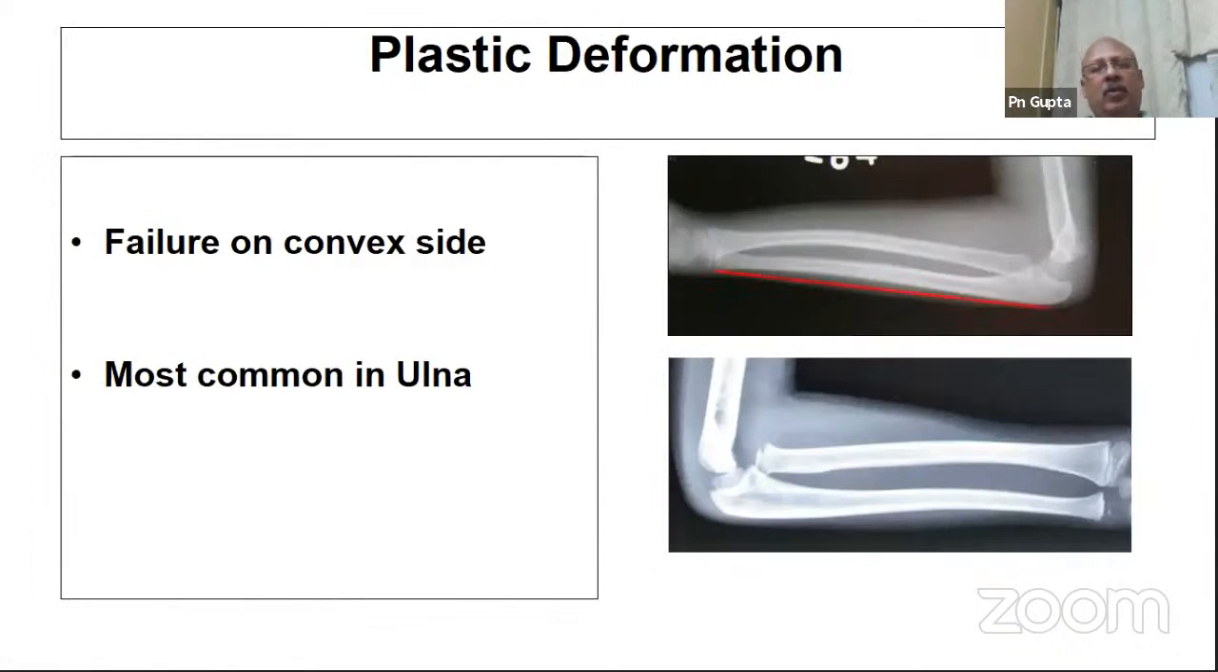Diaphyseal fractures could also be a little different, and you could have plastic deformation, more so in the ulna, where it's very common. And if you miss this plastic deformation, this is actually a Monteggia fracture dislocation. You can see that the line passing through the long axis of the radius is not bisecting the capitellum. So this is anterior dislocation of the radial head and plastic deformation of the ulna.